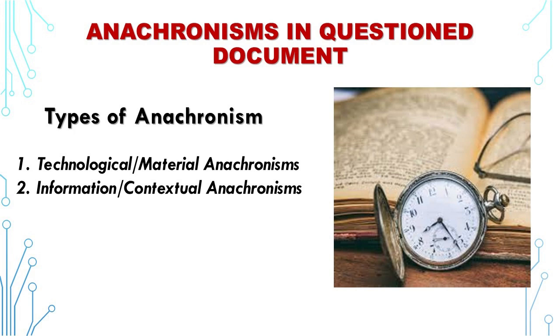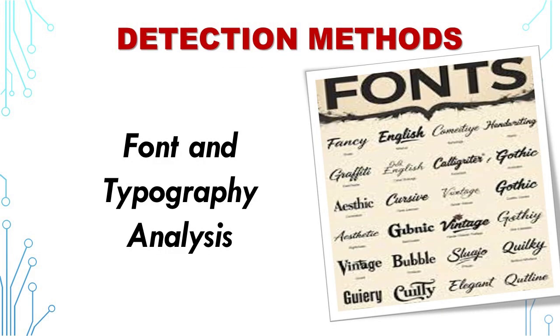Anachronism relies on identifying items that don't belong. Examiners look for them using non-destructive tools. So we are going to discuss core forensic methods. Forensic examiners use the following techniques to identify chronological inconsistencies in a question document. The first one we are going to consider is font and typography analysis: examining the digital fonts used in a document to see if they were commercially available at the time of the document's purported execution.